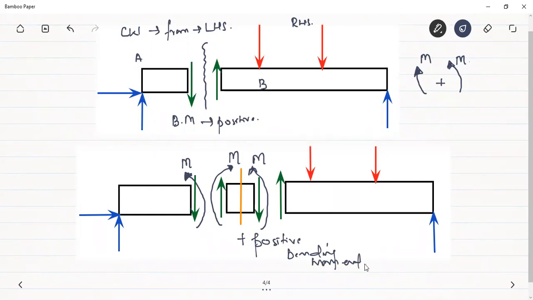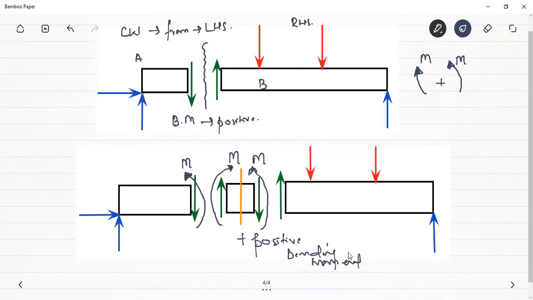Okay, so while we do the questions, the sign conventions will become more clear, but it should be noted that if the bending moments from the left hand side of the section are clockwise, then they are treated to be positive, and from the right hand side, they are treated to be positive if the net bending moment is in the anti-clockwise direction.